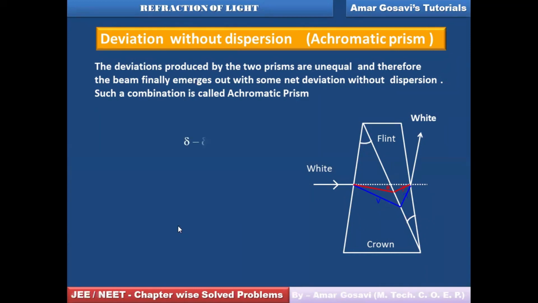So let's place an equation for this. When I say that delta minus delta dash should be 0 in this case, can I say in this case delta V minus delta R, the angular dispersion for the first prism made up of crown, and the angular dispersion for the flint, if you subtract them, it should be 0. That's how the dispersion will be nullified. So place it in the form of an equation. Then in that case, I can place it as (delta V minus delta R) minus (delta V dash minus delta R dash) for flint equal to 0.